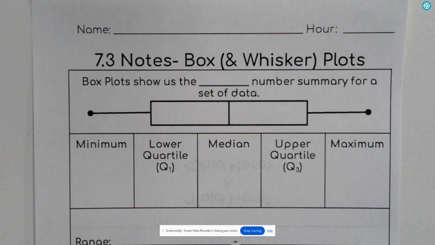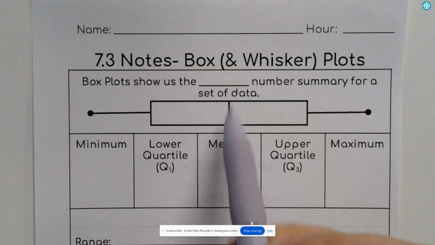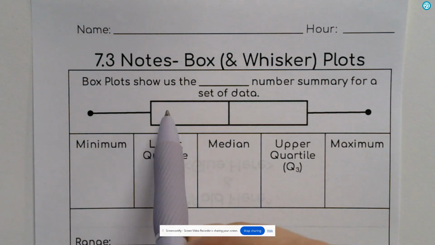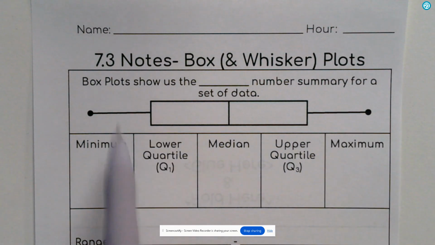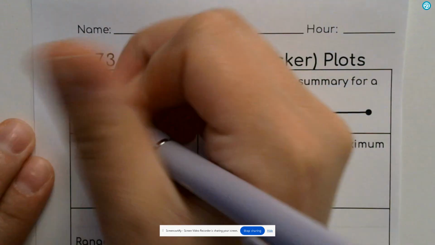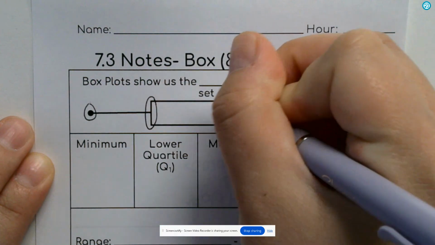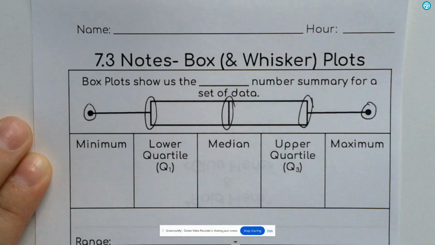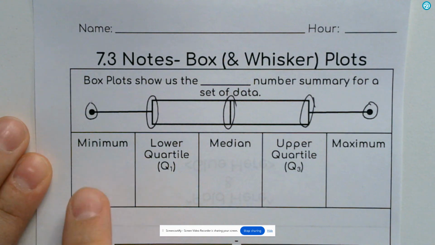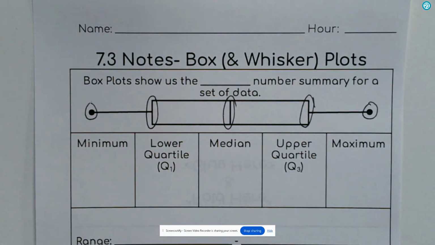A box and whisker plot is shaped like this. We've got a box in the center. Your box is always going to have a line down the middle. And then we've got a line out each side with a dot at the end. These 1, 2, 3, 4, 5 points represent these 1, 2, 3, 4, 5 pieces of data. So a box plot, instead of showing you a point for every single piece of data, shows you how far spread out the data is.